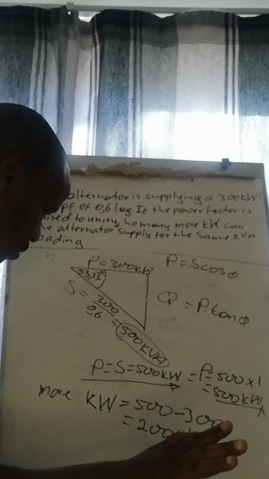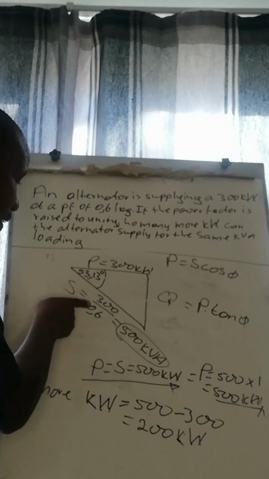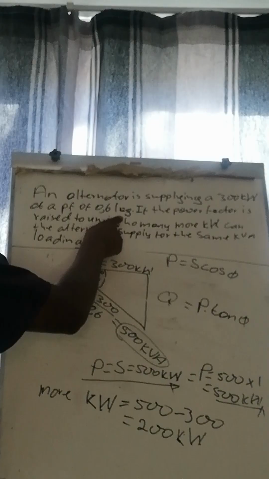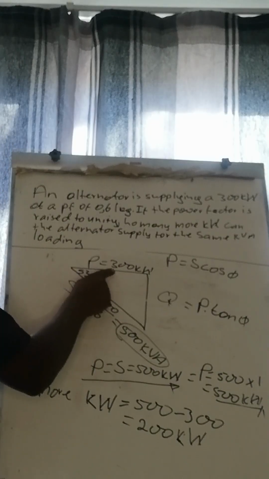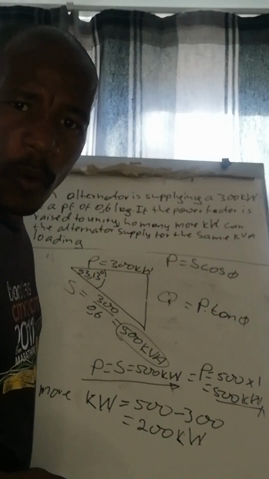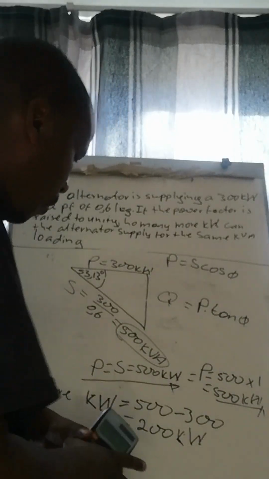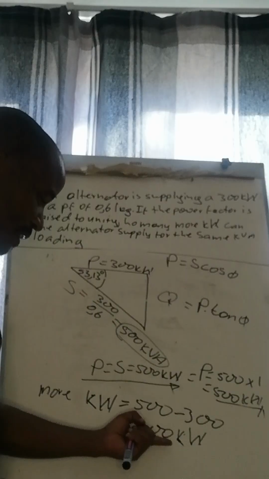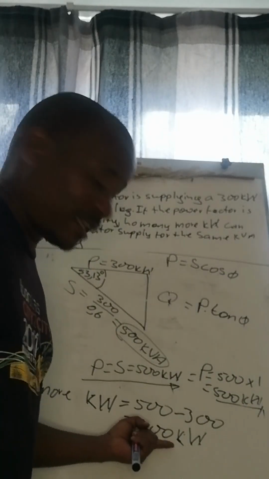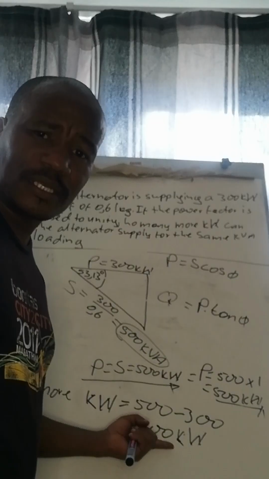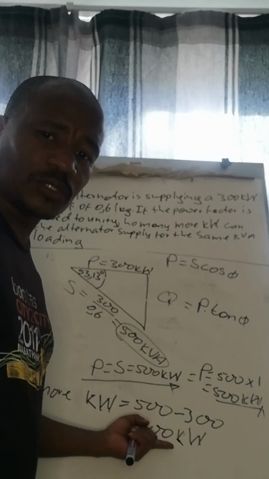But look what happened when the power factor was 0.6. The alternator can only produce 300 kilowatts. For the same kVA loading, the other power, the 200 kilowatts, went up in smoke. It's a loss.